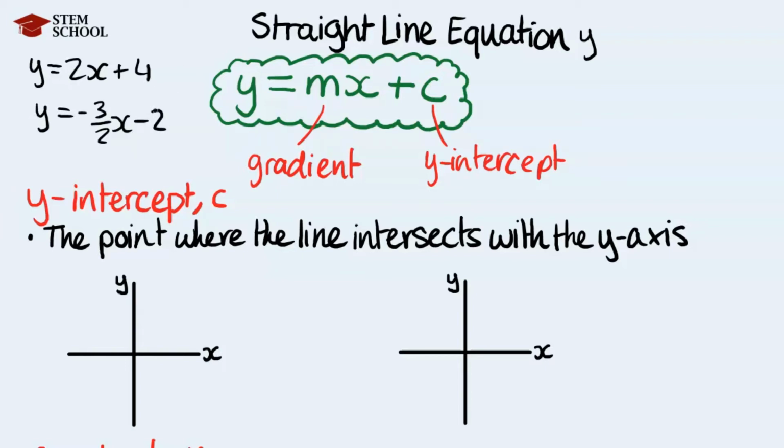This is a form of the straight line equation that you'll see a lot. So you have the y by itself on the left-hand side. Then we have the gradient in front of the x, and then you have the y-intercept on the end there, okay? So we can actually visualize this equation of a straight line on a graph.